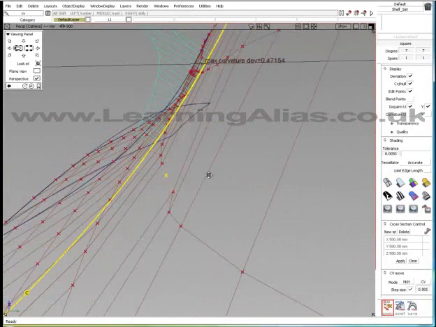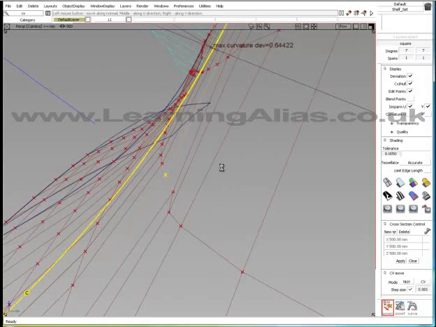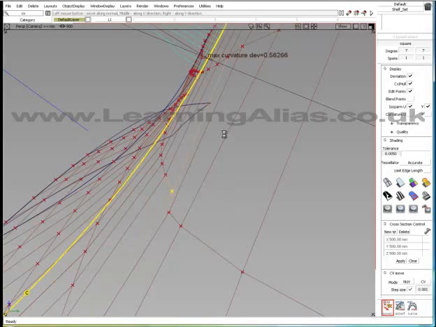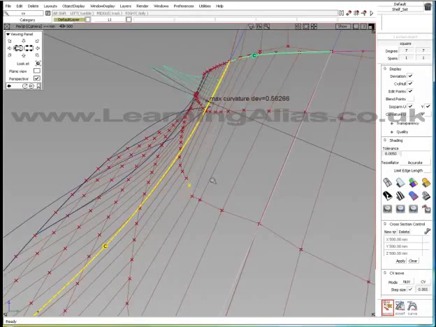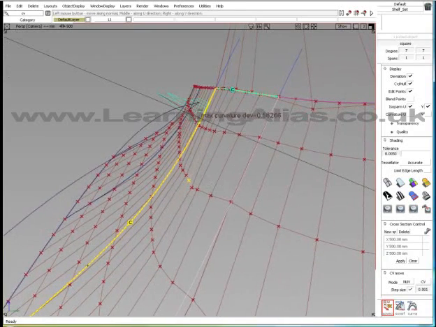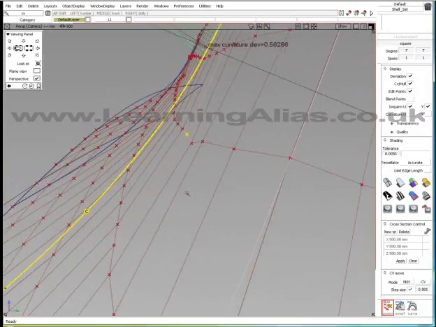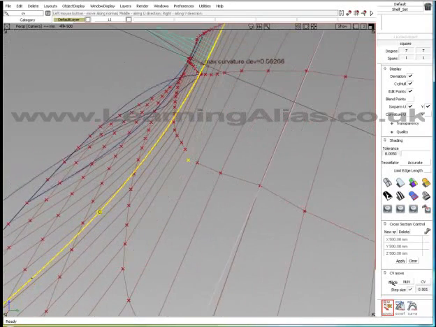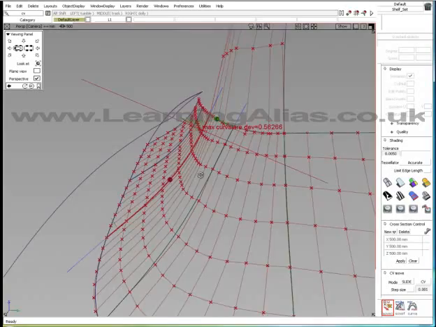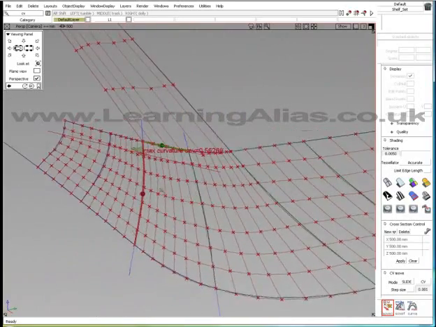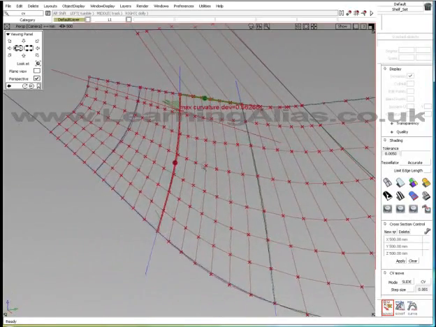Just because this CV was too low. And then this CV is too low too. There, I think that's acceptable. We still have curvature continuity to this boundary. And this CV I want to slide a little bit up. There we go. Now that has substantially improved the situation.